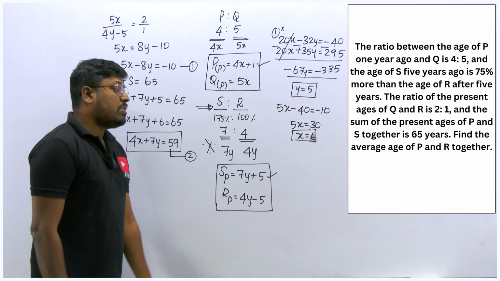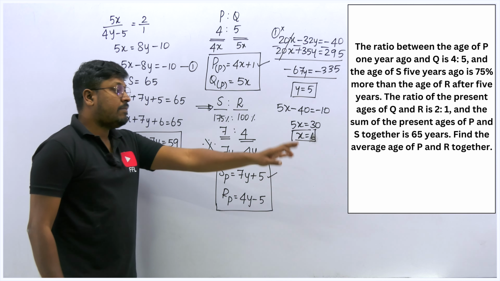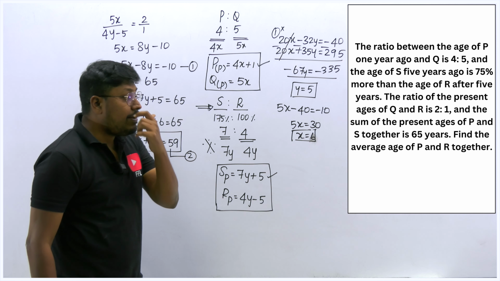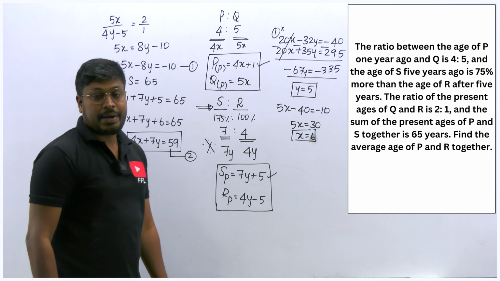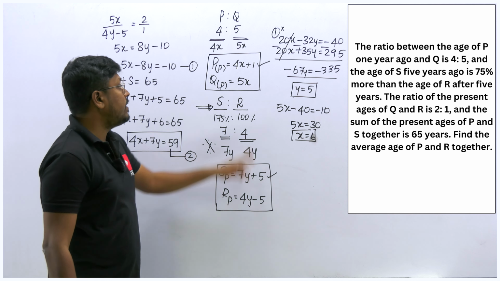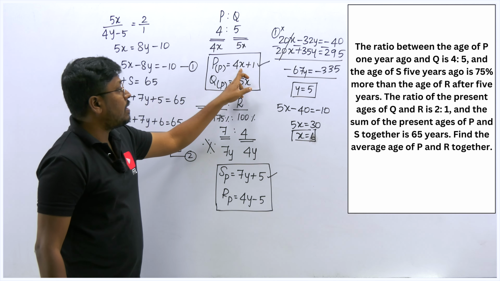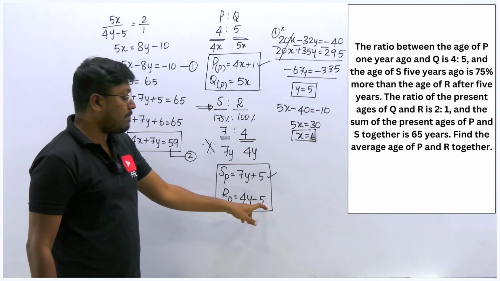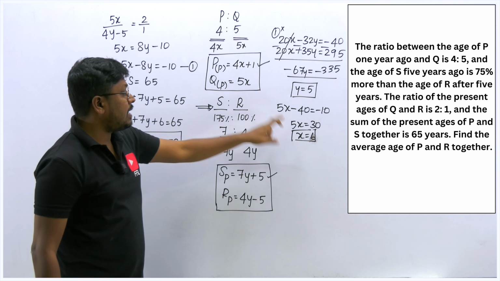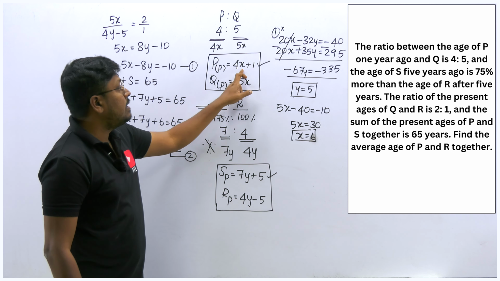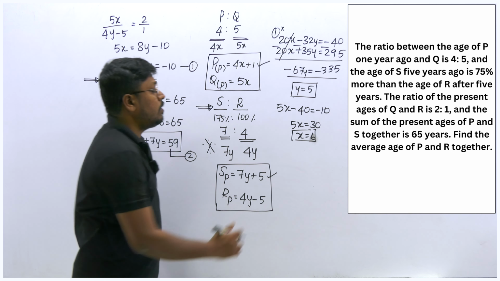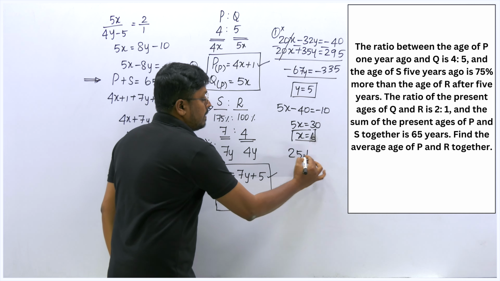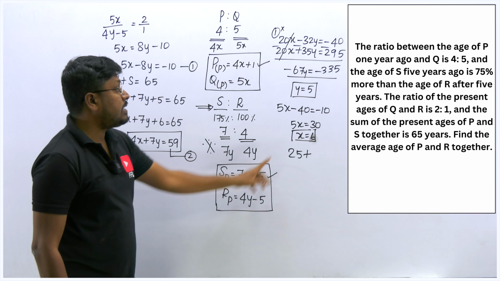So now according to the question, what is our target? We need to find the average age of P and R together, right? So P and R is enough. So P is 4x plus 1 and R is how much? 4y minus 5. So 4x plus 1, that means x is equal to 6 here. So 6 4s are 24. 24 plus 1 will be 25. So plus R. So R, y is equal to 5.